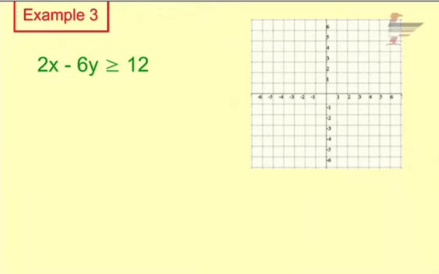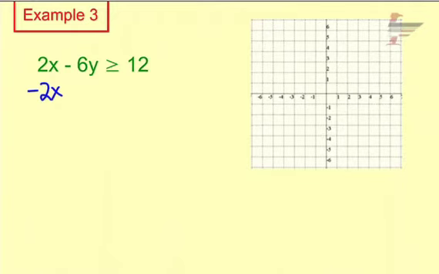Example 3 for your notes, it's another one of these inequalities. We want to solve for y before graphing. If you glance at it, maybe you can see why I wanted to do an example like this. But I'll tell you when we get there. So again, solving for y, we're going to subtract 2x from both sides.